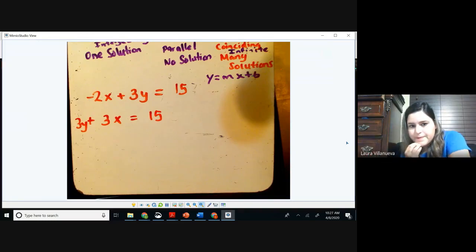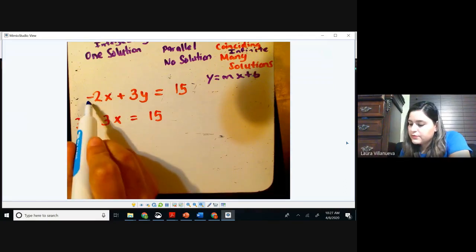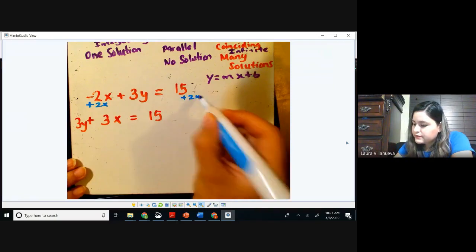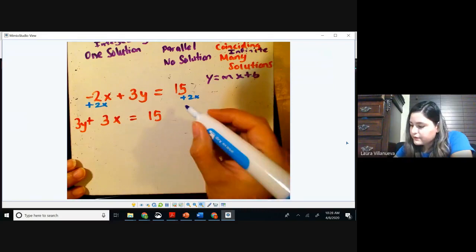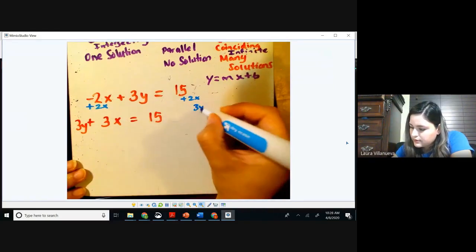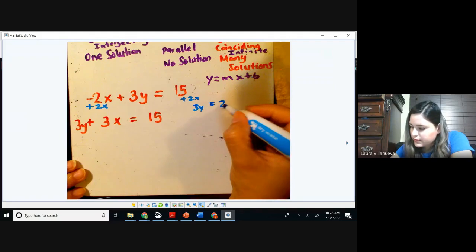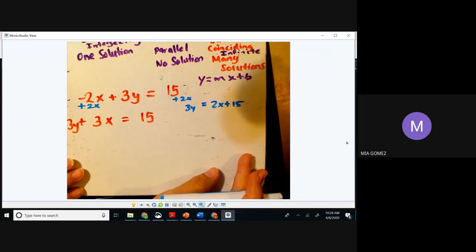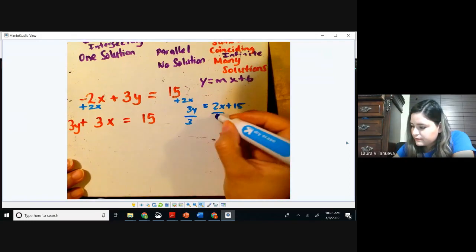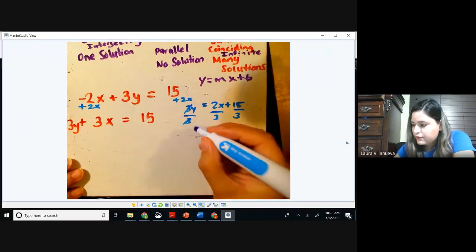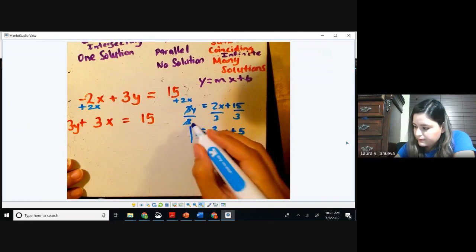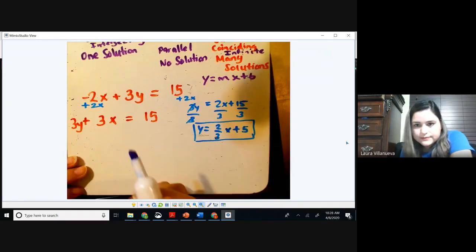All right. So I'm going to do the same steps. I'm going to move the 2x, but this one's positive 2x. So then I have 3y equals 2x plus 15. Right? Yes. Divided by 3. Then I have y equals 2/3 x plus 5. And that's my line. One of my lines.